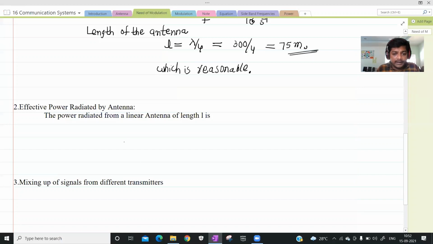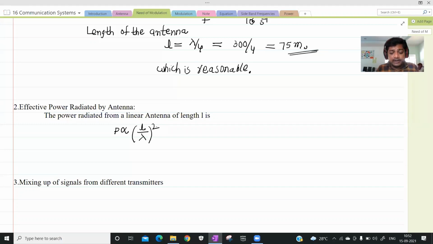The power radiated by the linear antenna of length l is given by power P is proportional to (l by lambda) whole square. High powers are needed for good transmission of the signals.